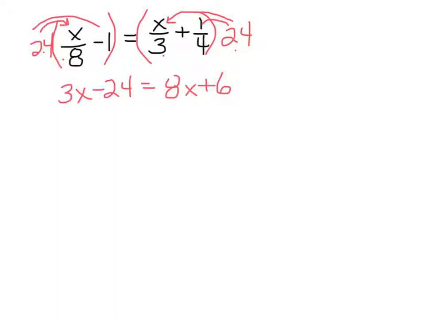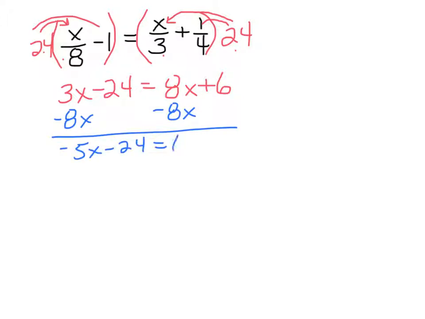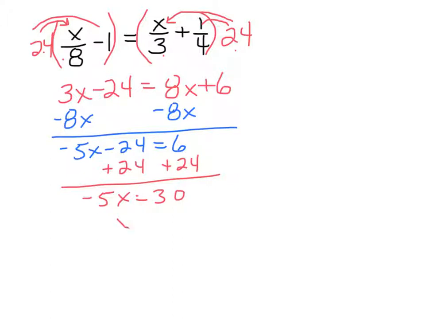Now I'm just going to go through and solve this for x. So I'm going to get rid of 8x on this side, and perhaps you did it a different way, it won't really matter. So on this side now I have negative 5x subtract 24 is equal to 6. And now I want to add 24 to both sides, getting the constants together. So I get negative 5x is equal to 30, which gives me that final answer of x is equal to a negative 6.